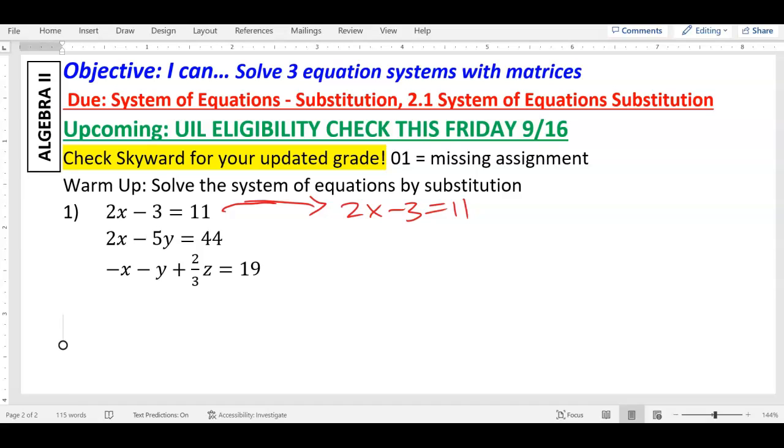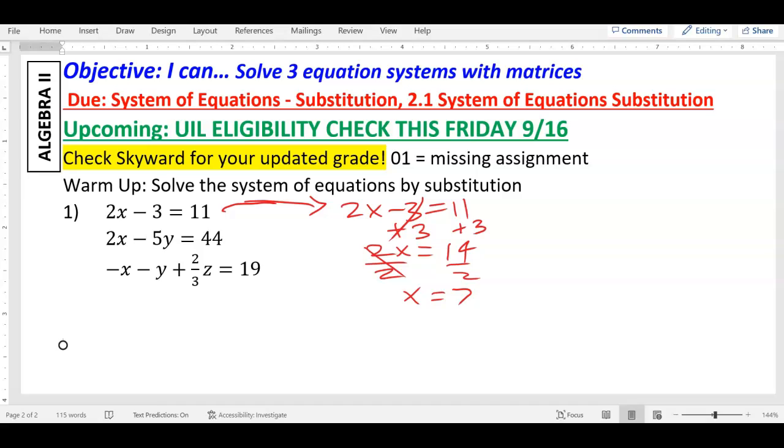Get rid of the minus 3 by adding 3 to both sides. Okay, so 2x equals, what's 11 plus 3? 14. Is everyone with me? Following this? And then how do you get rid of that 2? Division is correct. And then 14 divided by 2 is 7. All right. Now we have one variable, x.